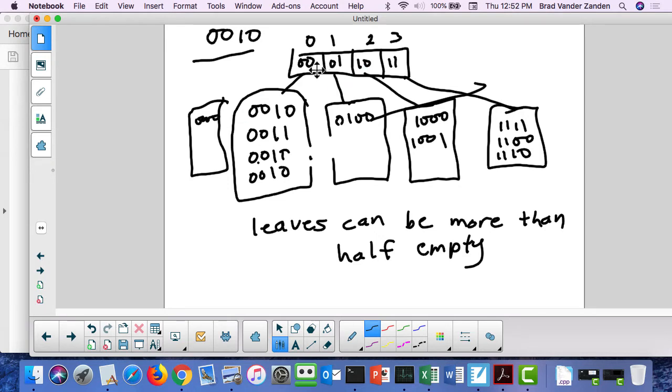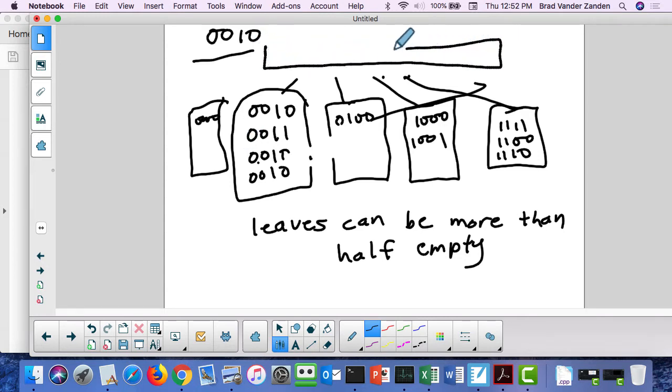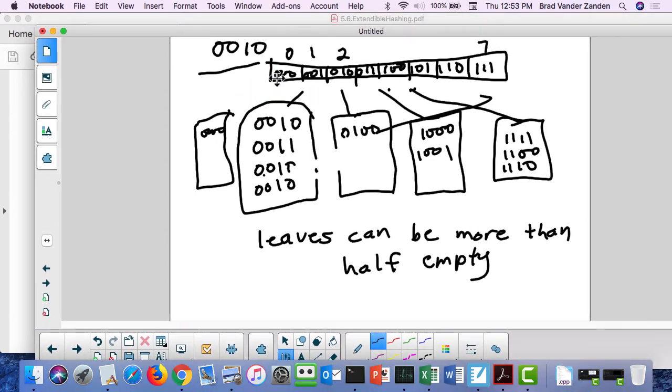And we have to do something about this directory because we're now considering 3 bits. So what we're going to do is double the size of the directory so that it now considers 3 bits rather than 2 bits. So 000, 001, 010, 011, 100, 101, 110, 111, effectively 0 all the way up to 7. Okay, so 000 points to there.